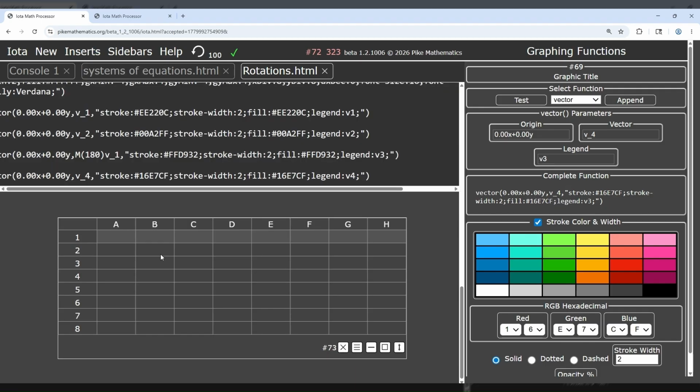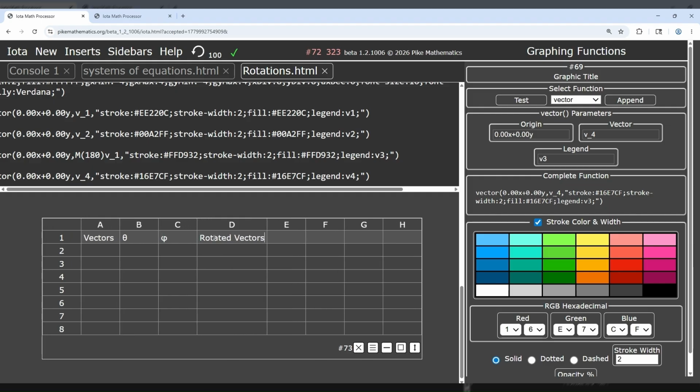All right, last thing I want to show you is I'm going to insert a table. Looks like I'm going to label this column Vectors, label that theta, label that phi, and we'll call this Rotated Vectors.